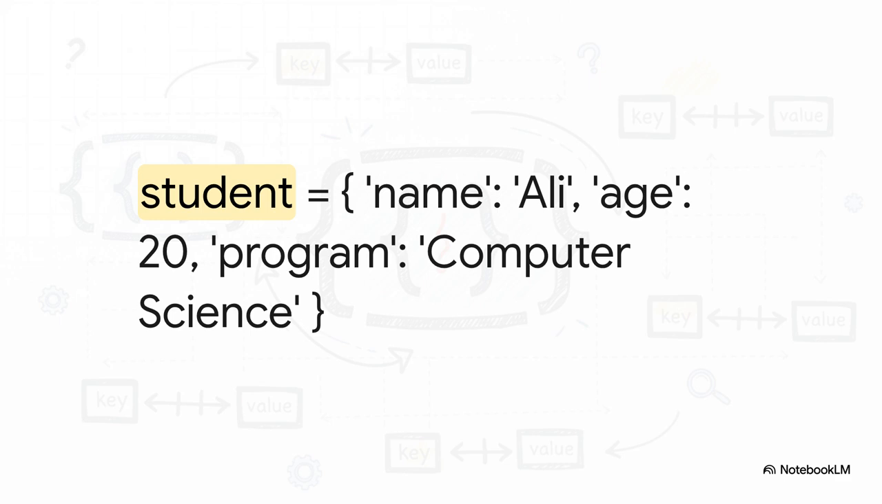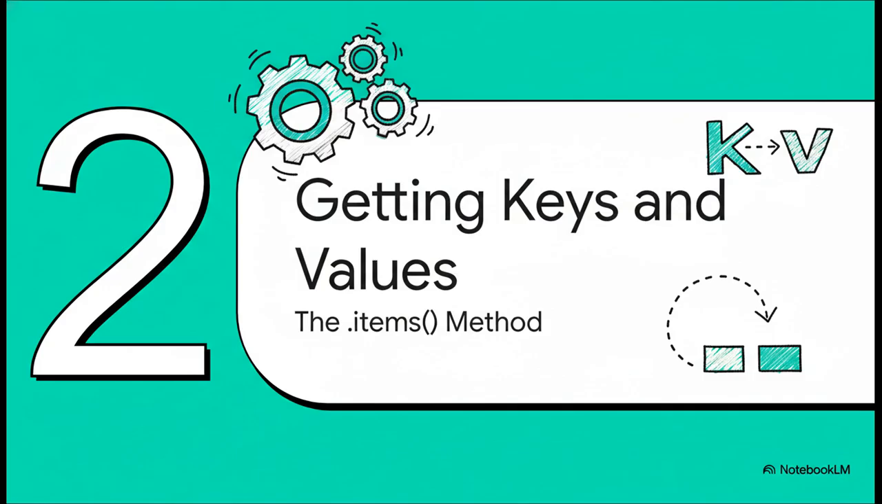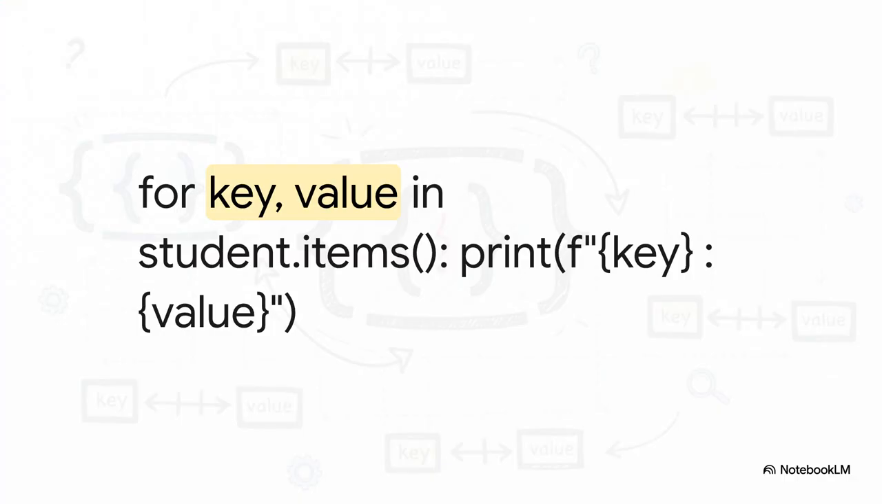All right, let's jump right in with the first tool, and honestly, it's the one you're probably going to use most of the time. It's the .items method. This is your absolute go-to when you need to grab both the key and the value at the same time. Just look at how clean this is.